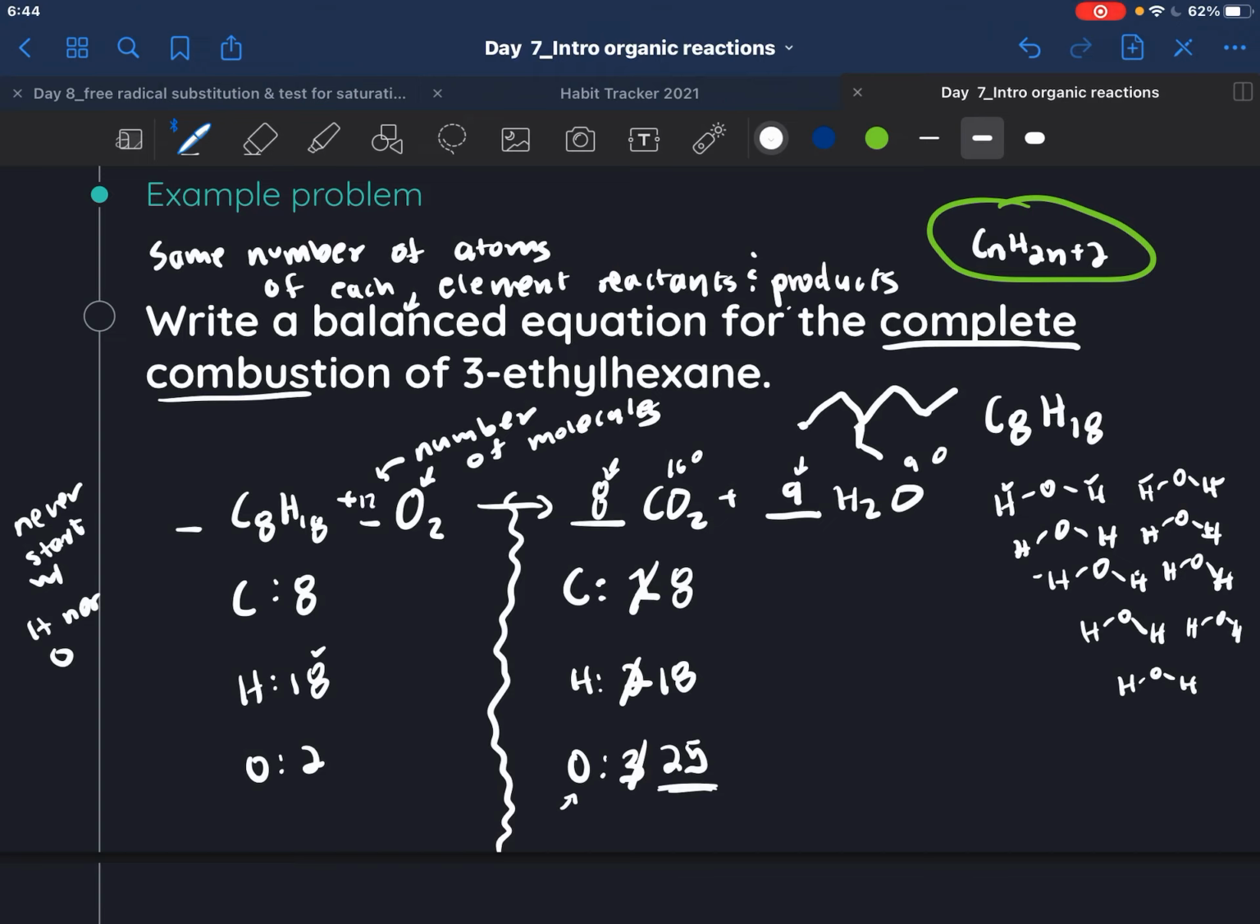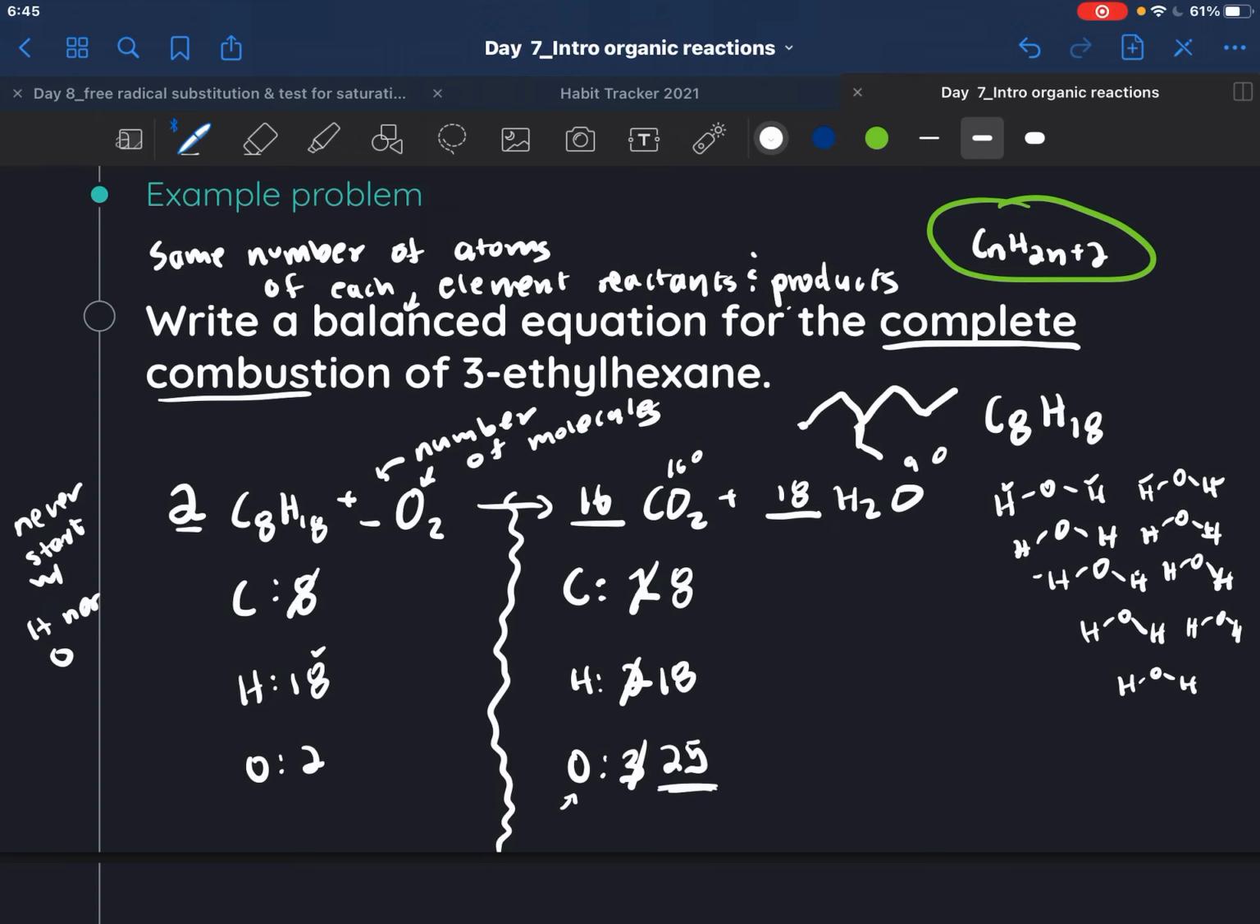Well, I see, I could put 12.5, I could put a half, but we always balance with whole numbers, so that's not looking great to me. When I'm in this situation where the only thing that could fix my balancing is having a half, I'm actually going to double all of the coefficients I already have. So I had a 1 there, I'm going to change it to a 2. I have an 8, I'm going to change it to a 16. I have a 9, I'm going to change it to 18. All right, cool. Let me check my counts.